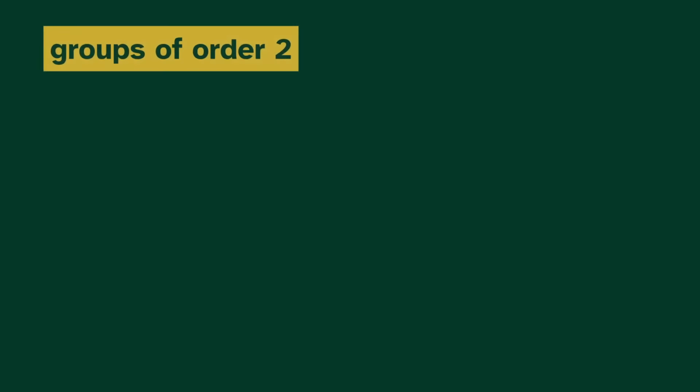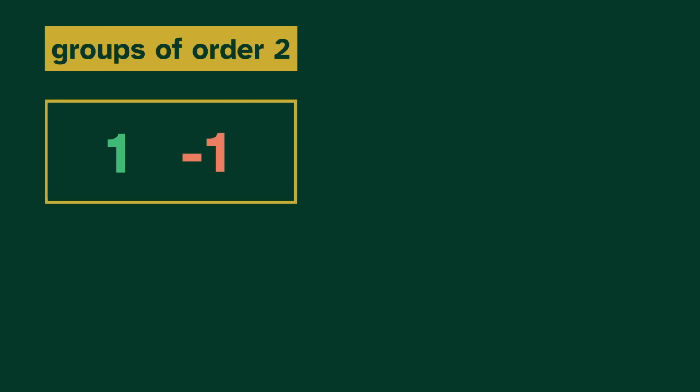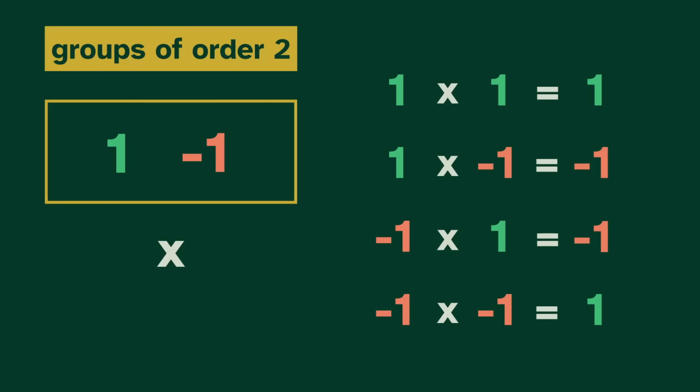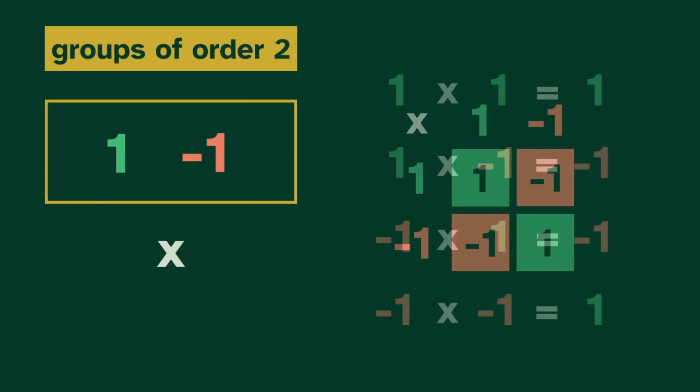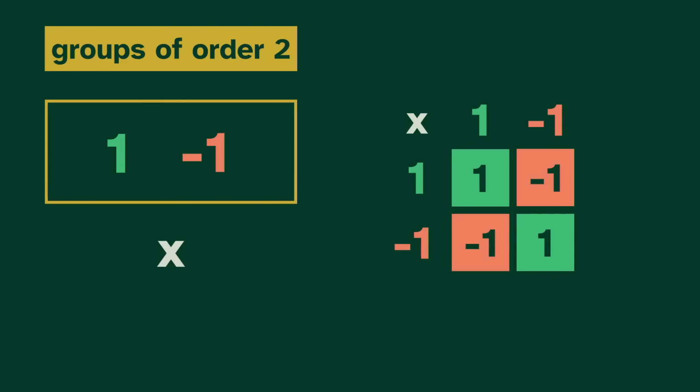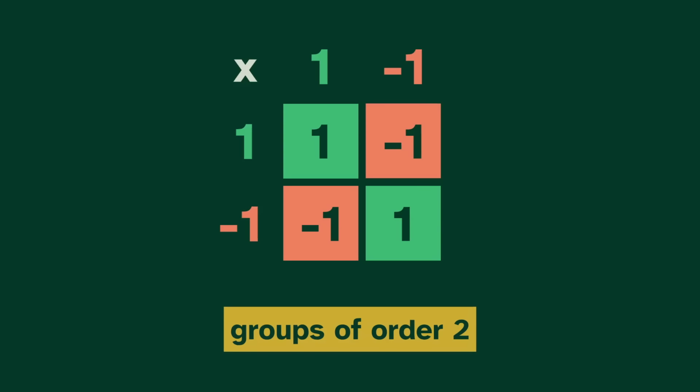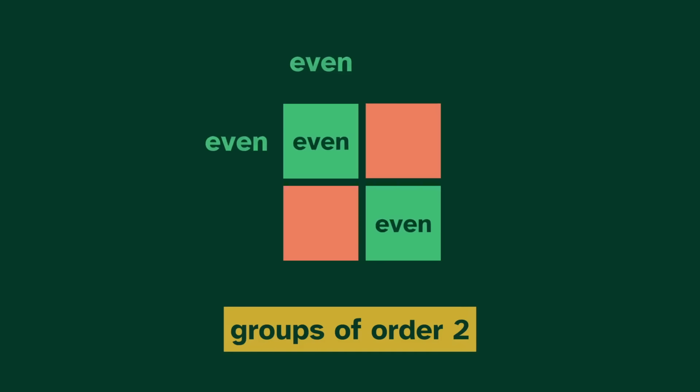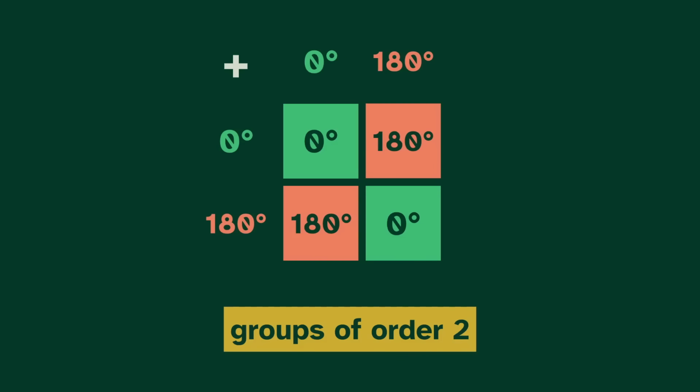Now, let's take a look at some groups of order 2. We could have 1 and -1 and multiply them. We get these equations. And equations are nice, but a multiplication table is even cleaner. This table shows the elements and the operation. It fully describes the group. For another group, we could have the even and odd integers using addition. This is a group. Or we could have 0 degree and 180 degree rotations.